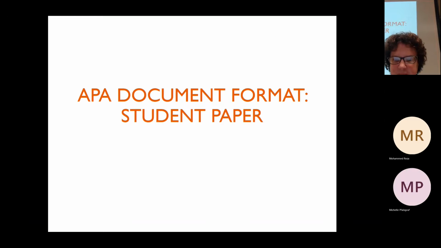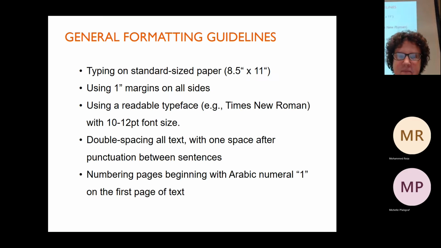Let's start with the document format. APA now has two different formats, for a student paper and for a professional paper. That is for if you are submitting an article for publication, or you're submitting a proposal for a book, or different things like that. But I am making the assumption that we are all students and we're doing student papers, so we're going to focus on the student papers.